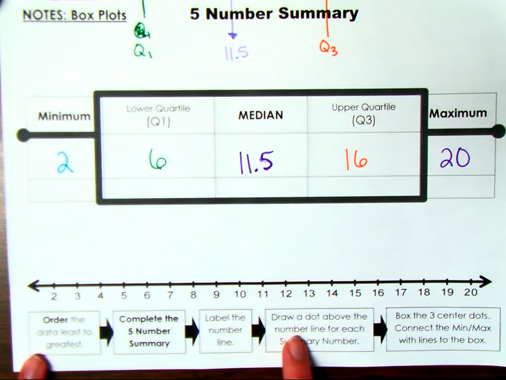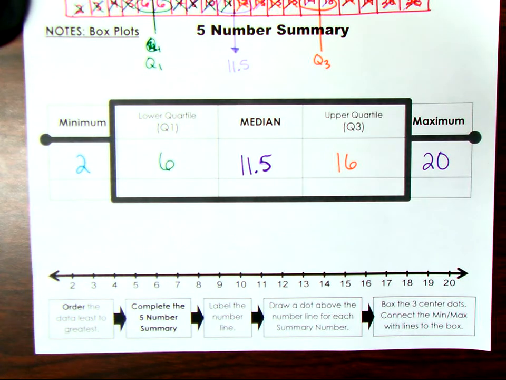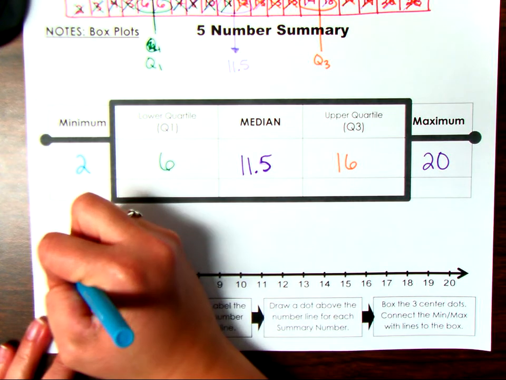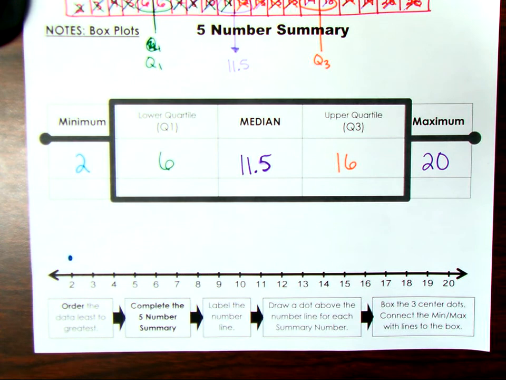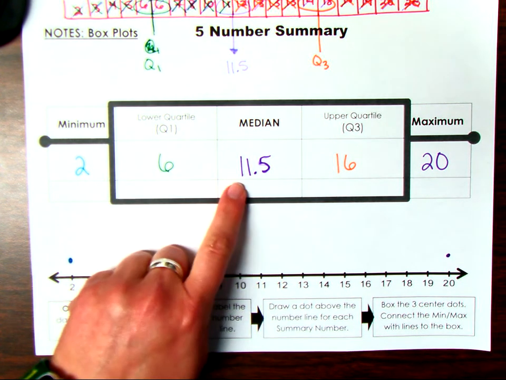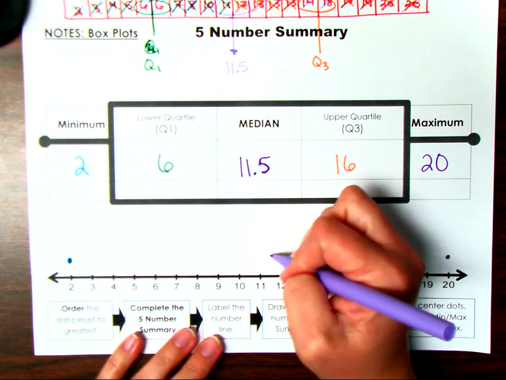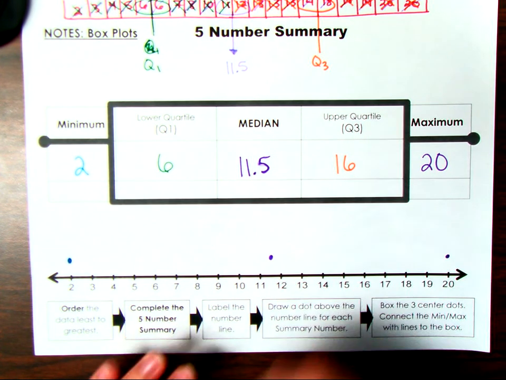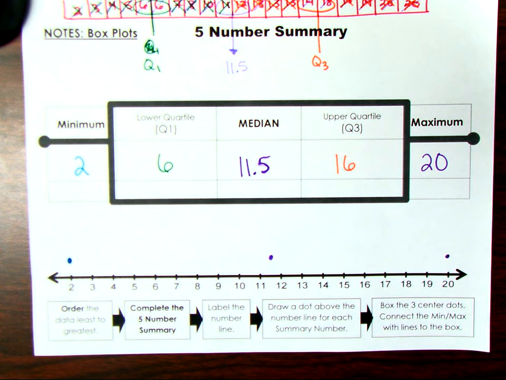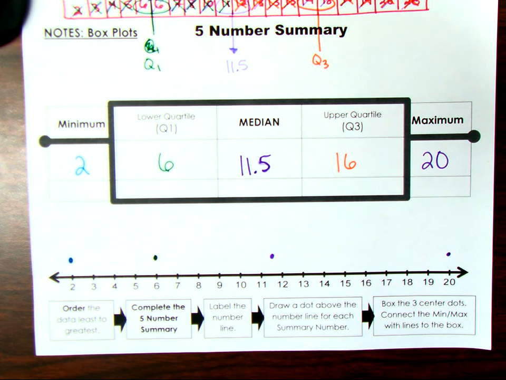So now I'm going to show you how to graph this box plot, how to put this onto here. So our minimum was 2, so I'm going to put a dot above that 2. Our maximum was 20, so I'm going to put a dot above that 20. The median was 11 and 5/10, and we use this lighter purple, so 11 and 5/10, put right there. Then the lower quartile we said was 6. And then our upper quartile was 16.